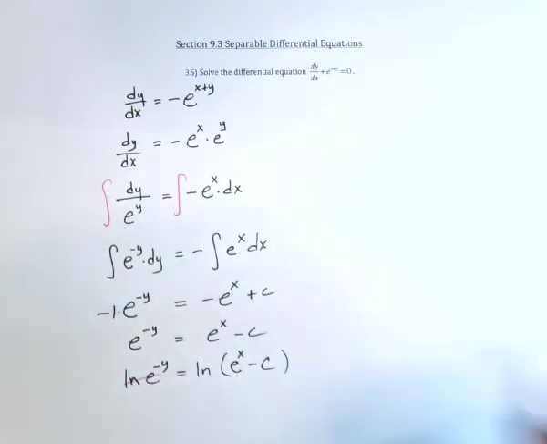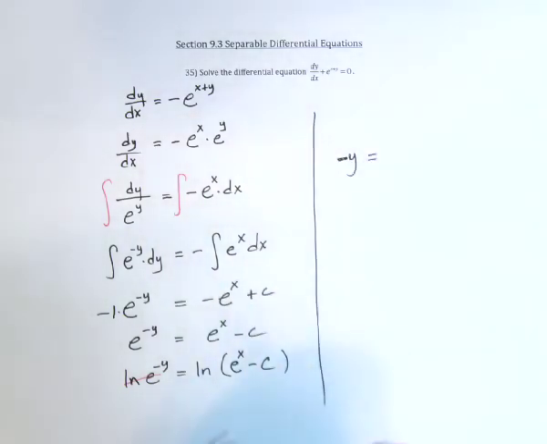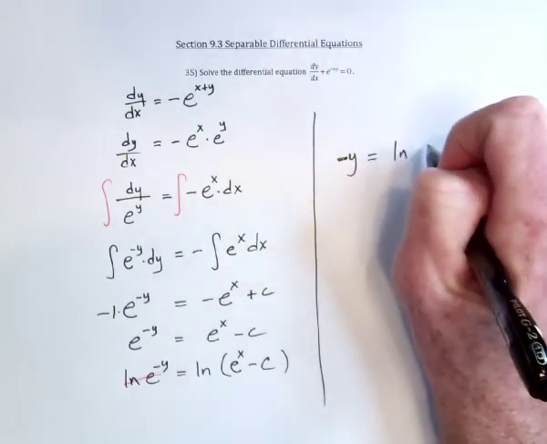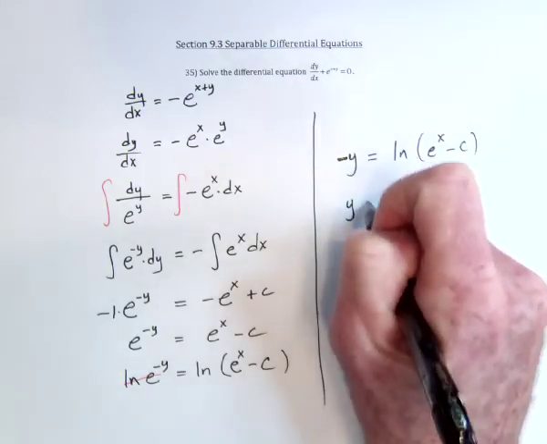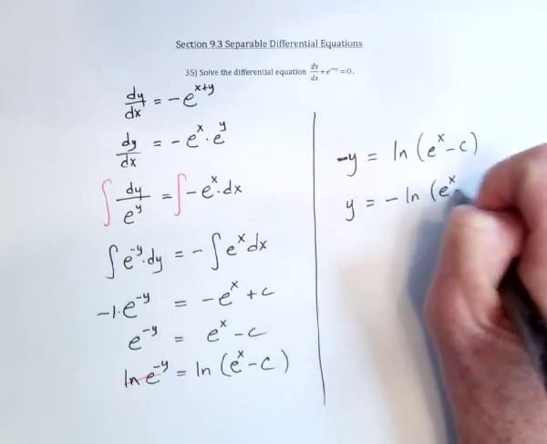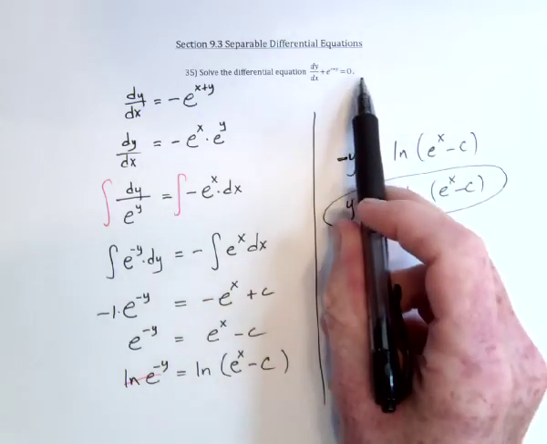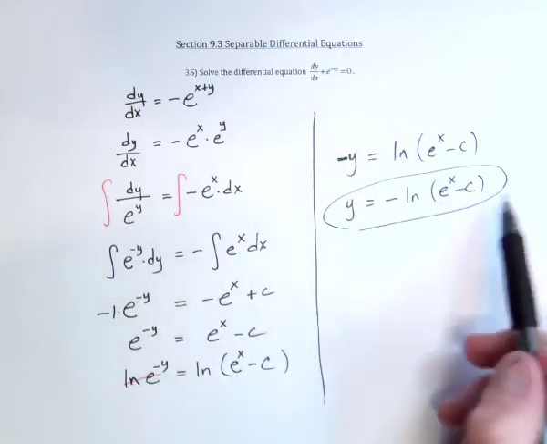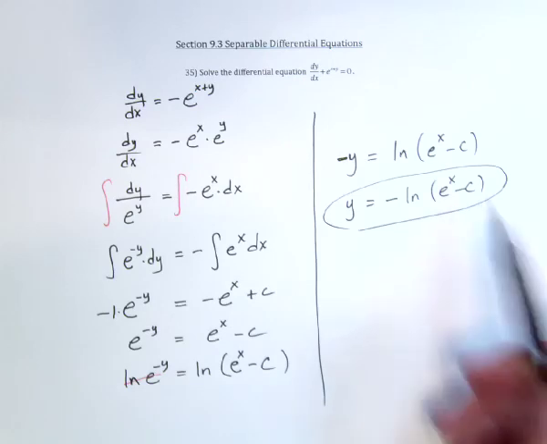So then we would have negative y, my goodness, that's a big negative sign. Negative y equals the natural log of e to the x minus c. Last, move the negative to the other side, and we're done. This one doesn't have any initial conditions saying something like y of 0 equals 5 or something like that in order for us to find c. So you just leave it like that.